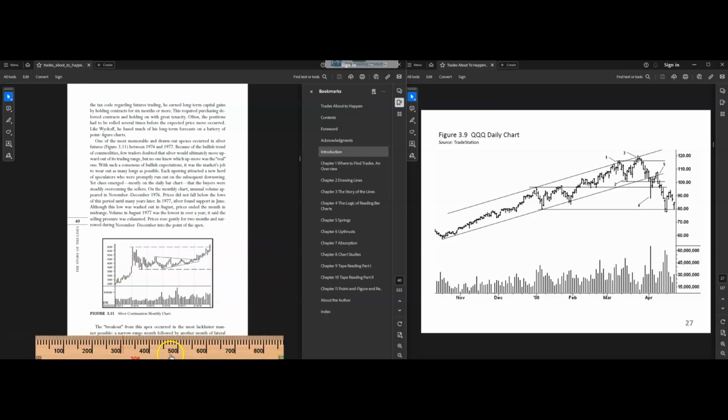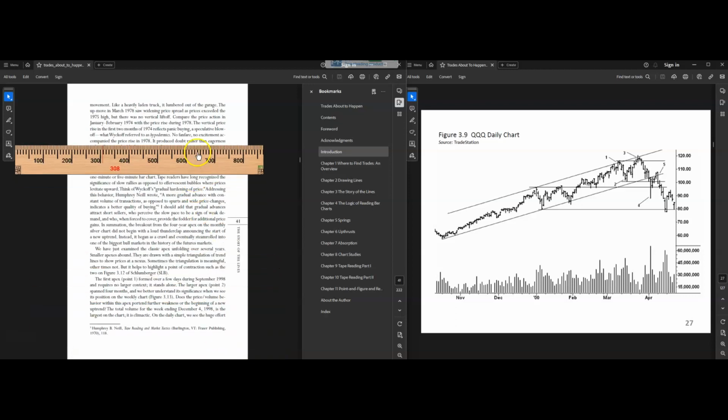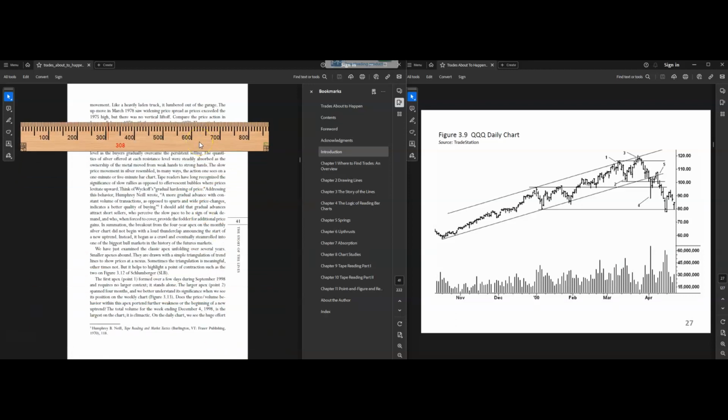The breakout from this apex occurred in the most lackluster manner, a narrow range, etc. I don't want to get into all of this, because the idea is that price reaches an apex, and that's how a range is resolved, meaning it goes to the next range. It breaks out and goes to the next range, whether higher or lower. So one of the things you want to see when the market pulls back, there are two things you want to look for.